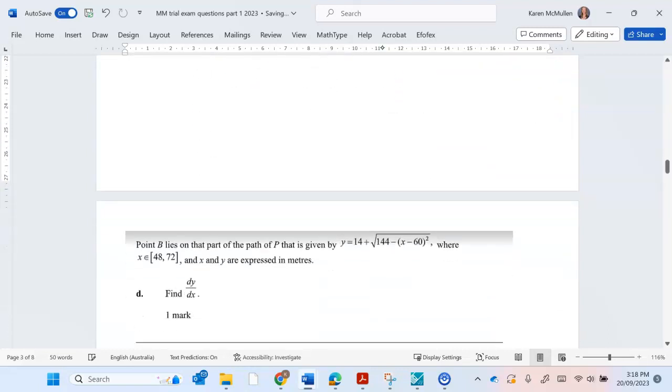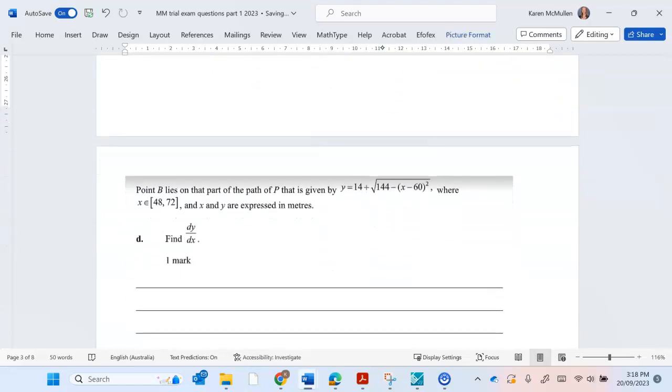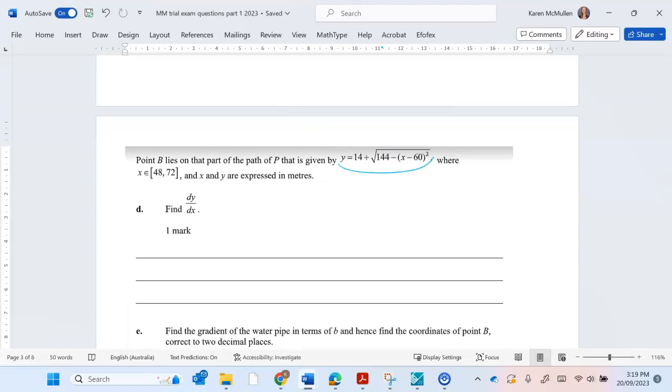Okay, I'm going to scroll. Point B lies on that part of the path of P that is given by, all right, that looks like a distance formula, where x is between 48 and 72, and x and y are expressed in meters. Find the derivative. So we're finding the derivative of this, so dy/dx. So we'll just do that on our calculator.